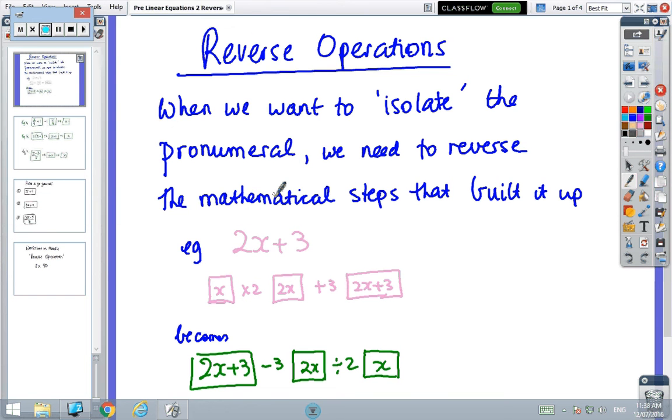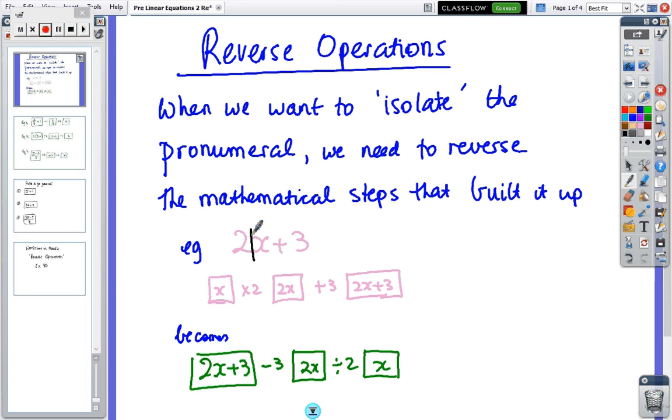Okay, so we're looking at our second of our preliminary videos before we start equations, and I'm calling this reverse operations. So when we want to isolate the pronumeral, when we say isolate, I mean get x by itself. When we want to isolate the pronumeral, we need to reverse the steps that built it up. So in the previous video, we were looking at building up an expression.